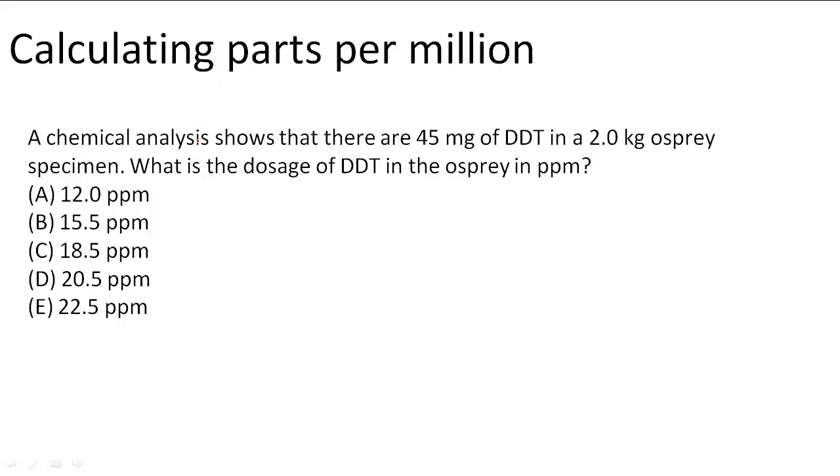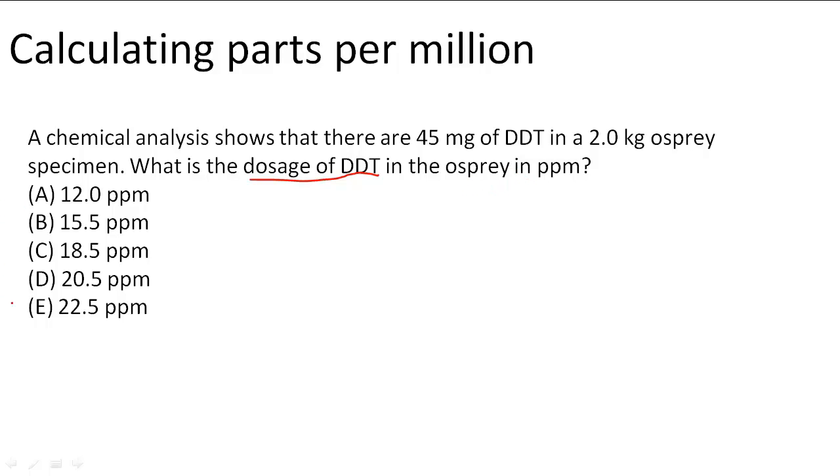Calculating parts per million. In this problem, it says a chemical analysis shows that there are 45 milligrams of DDT in a 2.0 kilogram osprey specimen. What is the dosage of DDT in the osprey in parts per million?